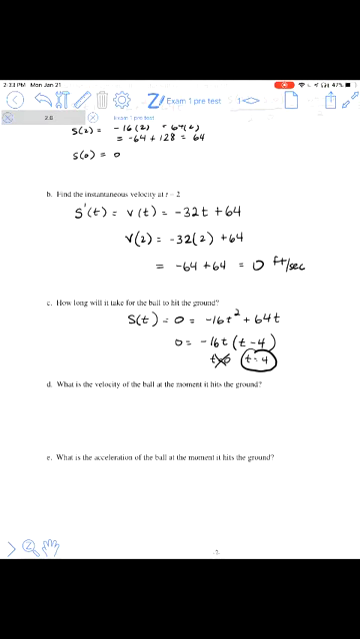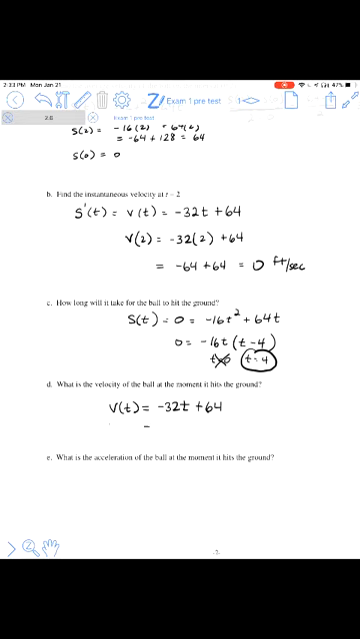So at that moment of time, with 4 seconds, how fast is the ball traveling? At the moment the ball hits the ground, what's the velocity? This is implying instantaneous velocity, so we need the velocity function, which we looked at earlier in part B.